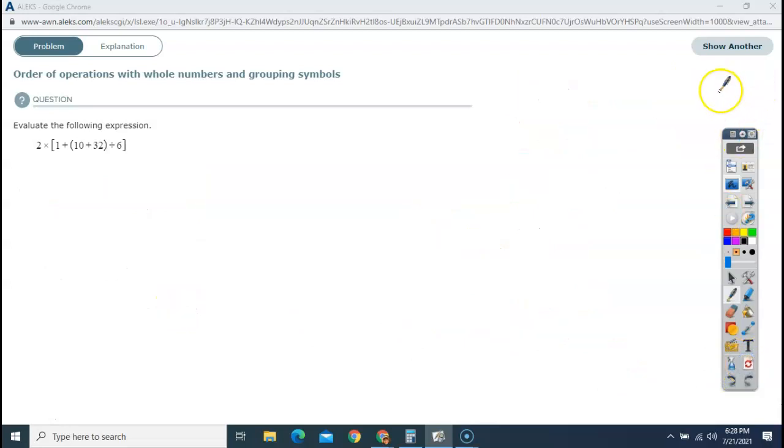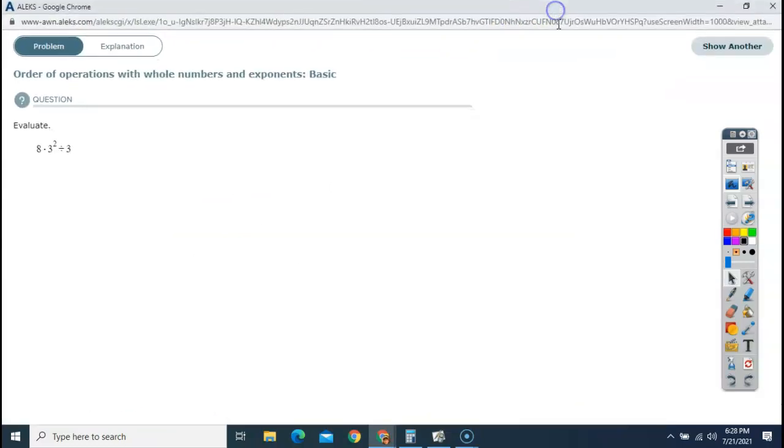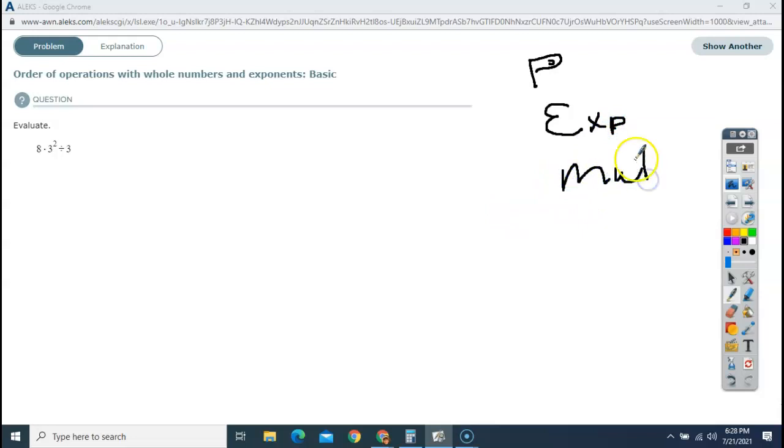All right, so we did that last time, so I'm not going to show another one of that. Not sure if we did the next one. Whole numbers, exponents. This is basics with exponents. Okay, so this is the first time. All right, so parentheses, exponents, and then multiply, divide. There's no adding and subtracting in here.